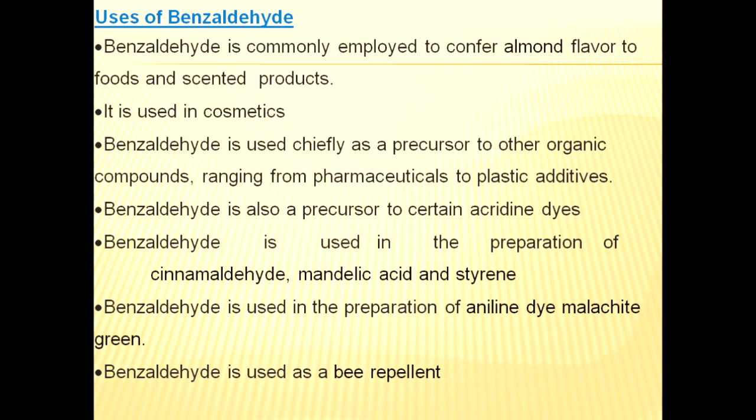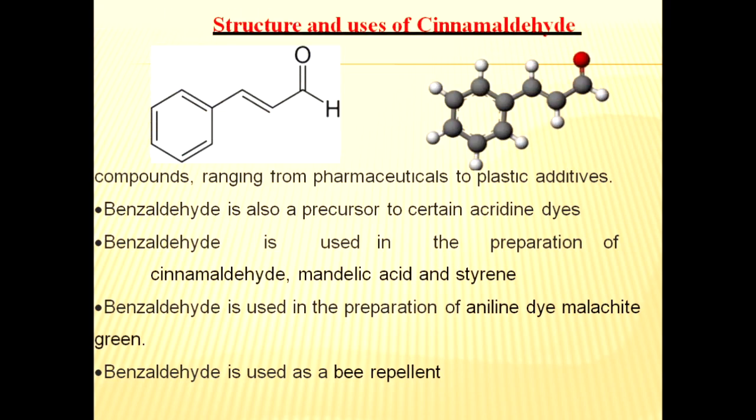Benzaldehyde is also a precursor to certain acridine dyes, meaning it is used for coloring. It is also used in the preparation of cinnamaldehyde, mandelic acid and styrene. Furthermore, it is used in the preparation of aniline dyes and malachite green. Benzaldehyde is also used as a bee repellent, and it is used to attract bees.